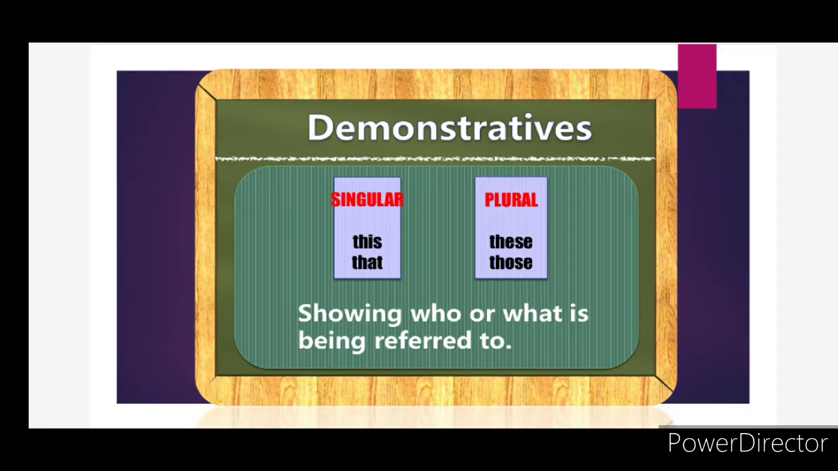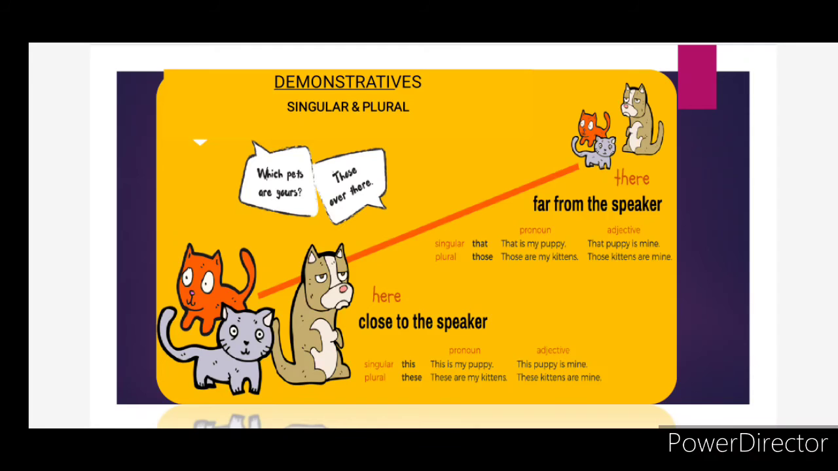Demonstratives. Showing who or what is being referred to. Can be singular or plural. This and that come under singular. This boy, that drawing. Plural includes these and those, these girls, those drawings. Demonstratives are used to point out. Let's study them in detail as I shared. It can be singular and plural.